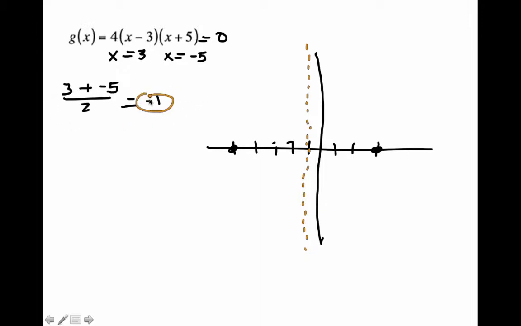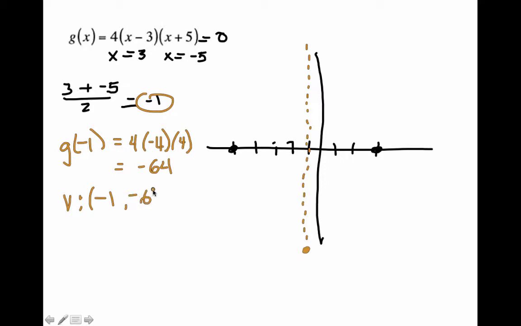I can now plug this in for x into the function to find the y coordinate of the vertex. G of negative 1, I get 4 times (negative 1 minus 3), which is negative 4, times (negative 1 plus 5), which is positive 4. 4 times negative 4 times 4 is negative 64. Not the greatest value here, so I'm just going to approximate it down here and say that's negative 64. Graph obviously not to scale. Now I have the vertex if I needed that. The vertex is the point negative 1 comma negative 64.